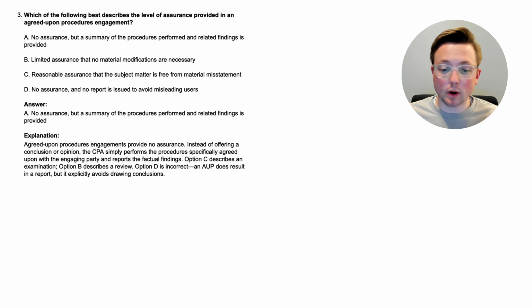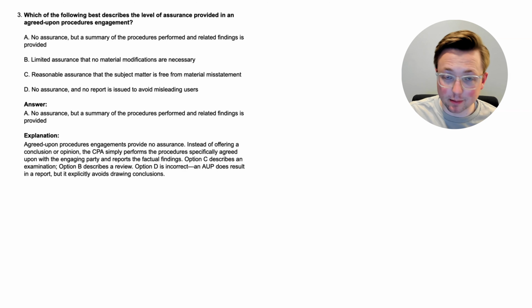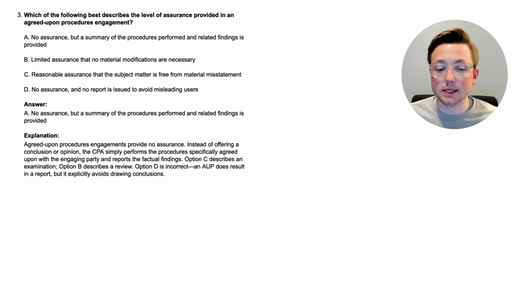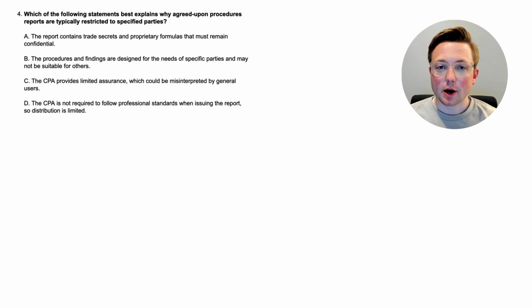That's it. So that's why option C was wrong because it's an examination. Option B is wrong because it's a review, because that provides some assurance. And then option D is correct in the sense that no assurance is provided, but you do have a report that you still give out. So we learned a little bit more there. Now let's go to the next question. All right, here we are at question 4.